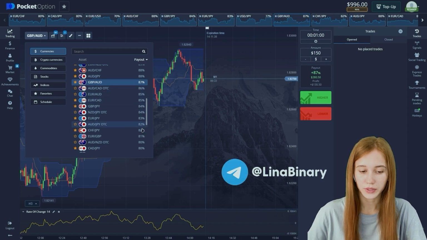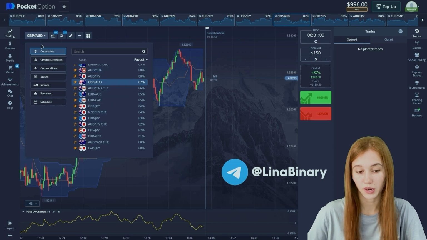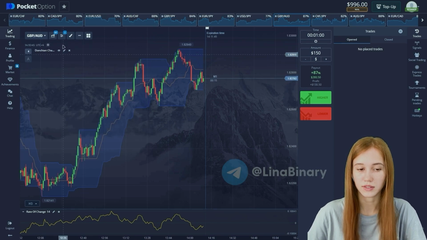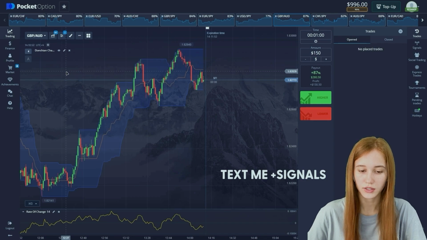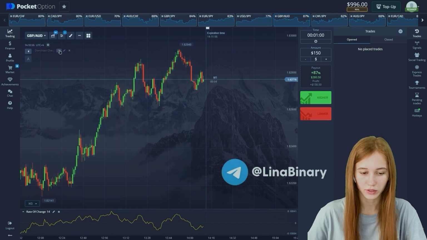I also want to say that on the right is the percentage for the asset. This is the payout percentage. I recommend choosing more than 70. So today we use two indicators: Donchian Channels and Rate of Change. Let me tell you a little about them.